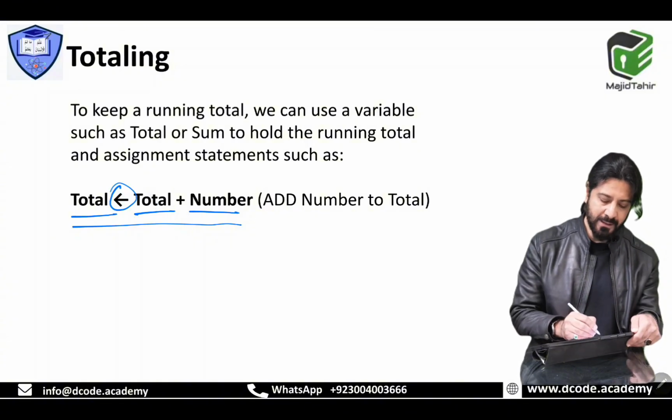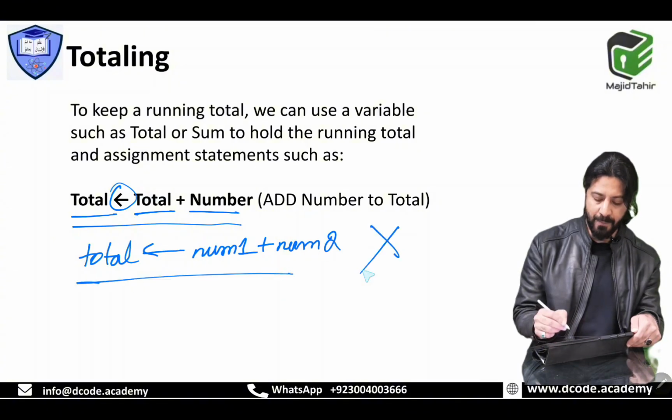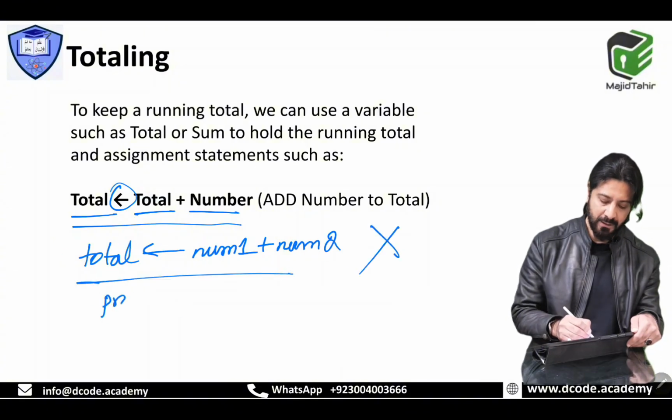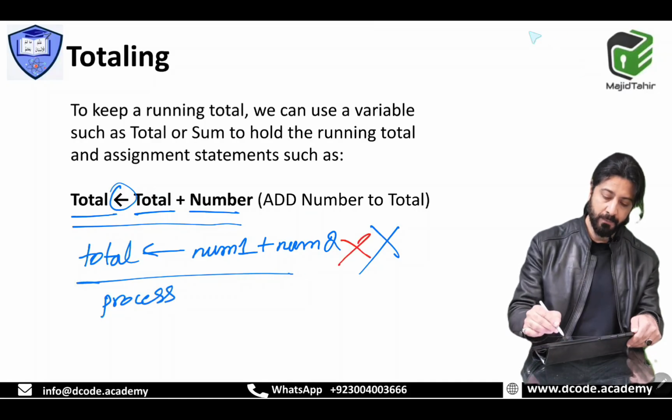Sometimes then there is a question in the exam. For example, total is equal to number 1 plus number 2. Now this is not totaling. This is a process. It's not totaling, right? So this is not totaling.